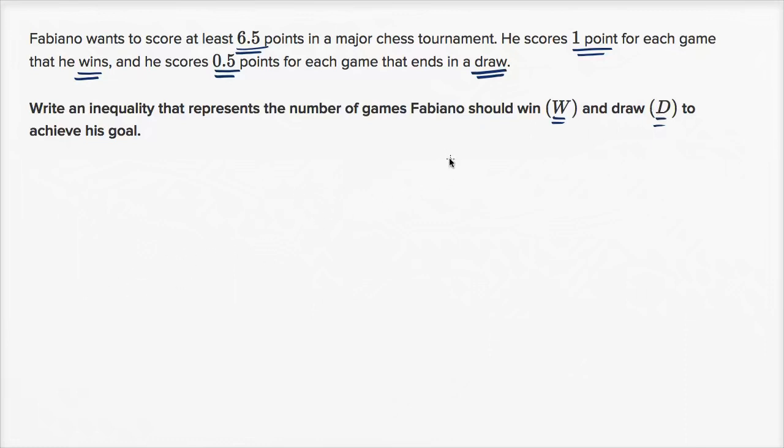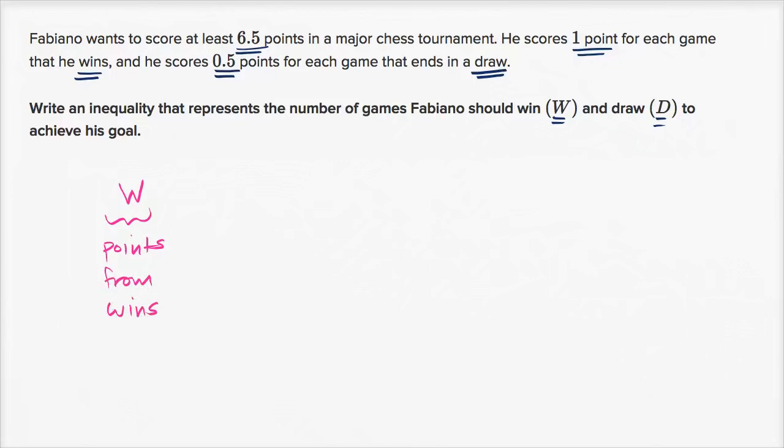So how many points is he going to get from winning? So if he wins W games, he gets 1 point for each of them. So it's going to be 1 point per game times the number of games. So 1W I could just write as W. So this is the points from winning.